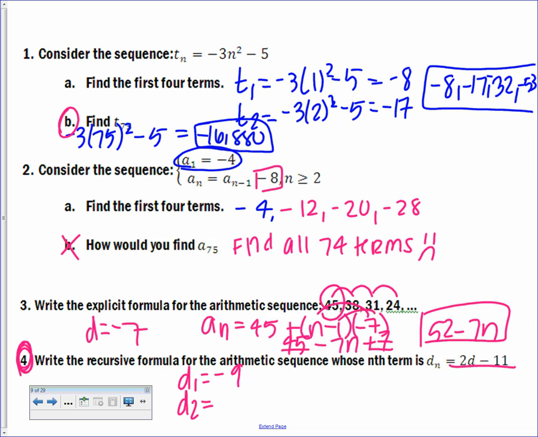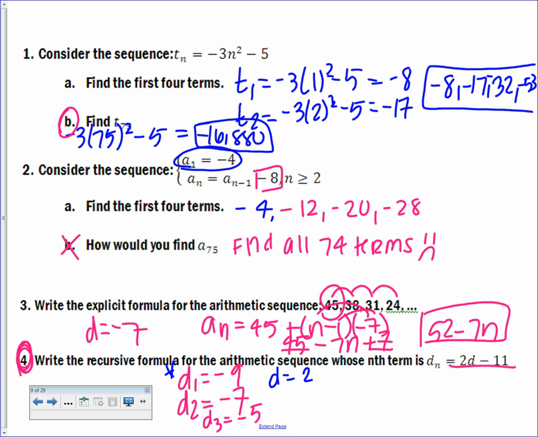Then maybe find the second term, 2 times 2 is 4, minus 11 is -7. And if you wanted to check the third term, 6 minus 11 is -5. Okay, so from here you should see pretty straightforward that my first term is -9, and that my difference is that I'm adding 2 each time. Okay, we're getting bigger, even though they're both negative.